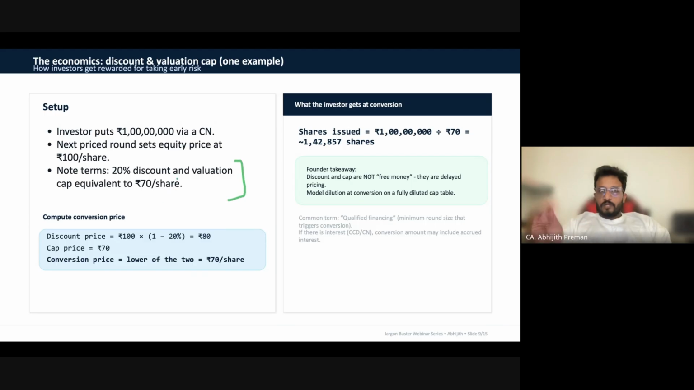Okay, so now let us analyze this scenario. We are computing the conversion price. What is the price of the share? It is 100 rupees per share. What is the discounted price for this particular investor? They have a 20% discount. So 20% discount means 100 into 20 rupees, and if you less that, you'll get 80 rupees. What is the valuation cap? 70 rupees. So the conversion price is equal to the lower of the two. You have to take the lower of the two.